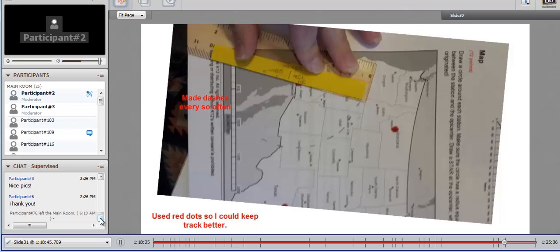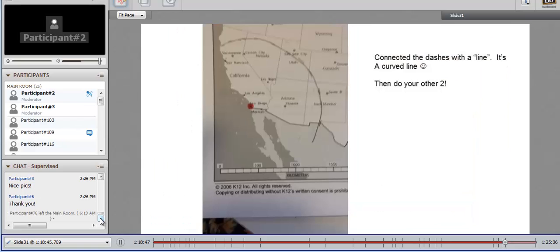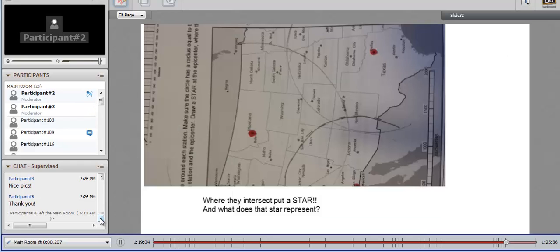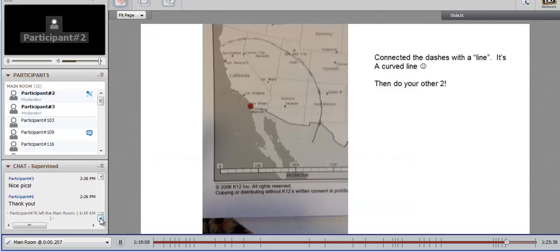And I did the same thing for Dallas, Texas. Make dashes every so often. I use the red dots to help me keep track of what dot I needed to use. Connect the dashes with a line, so it's a curved line. And then you can do your other two, and they will intersect. So you'll have 3 of them on your map, and these 3 will intersect at a certain point, which I do have for you. And then you put a star there. So I'm not going to tell you what star means.